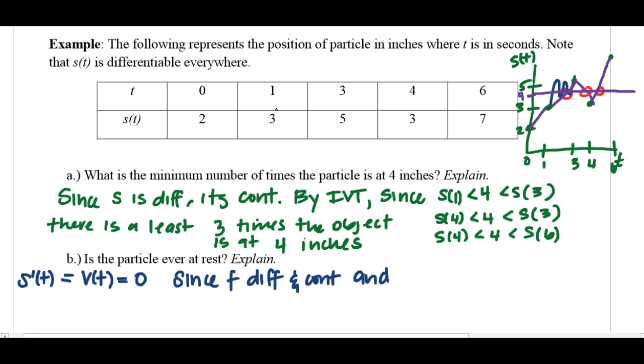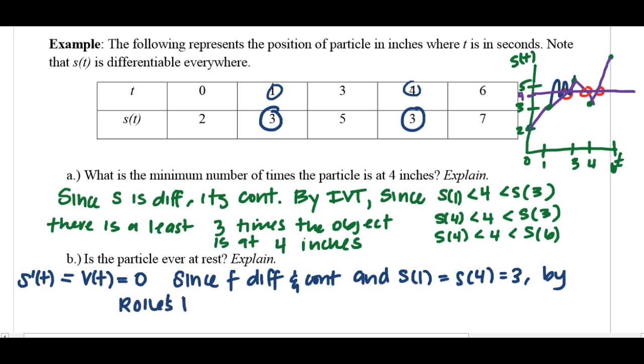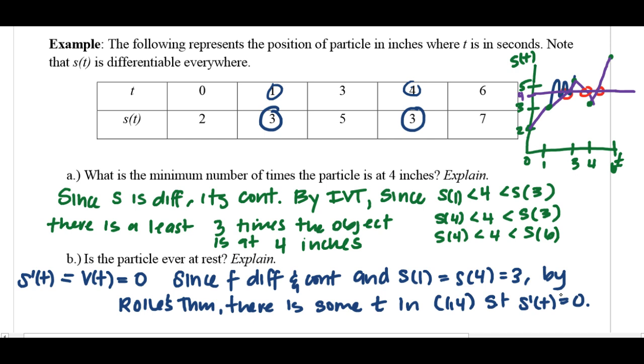So my explanation is, since, again, f is differentiable and continuous, and I'm going to need 2 y values that are the same. So I have that. I have at s of 1 and s of 4, so since f is differentiable and continuous and s of 1 equals s of 4, they're both 3. By Rolle's theorem, there must be, or there is, some t on the interval from 1 to 4, so time comes from the values 1 to 4, such that s prime of t equals 0. And we have to remember s prime of t is the same as v of t.